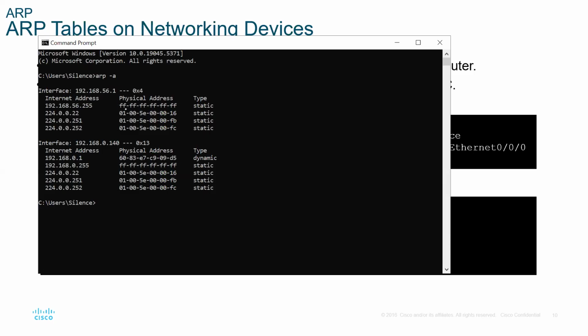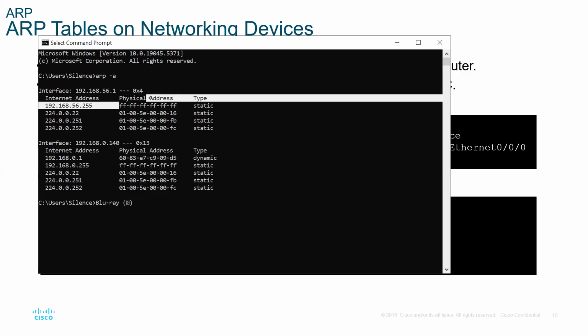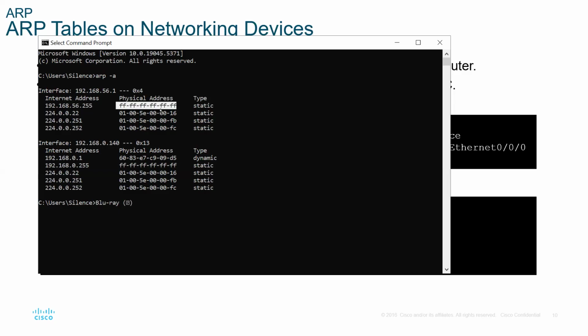Very important to note this first address with FFFF, that's a broadcast. So if I want to send a broadcast to the network that I'm in, this is the IP address, which is the broadcast IP. And here we have the broadcast MAC address.